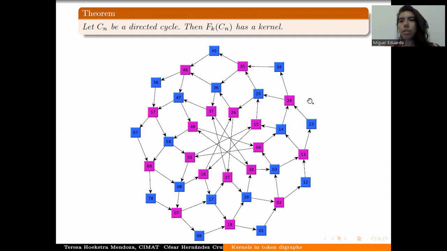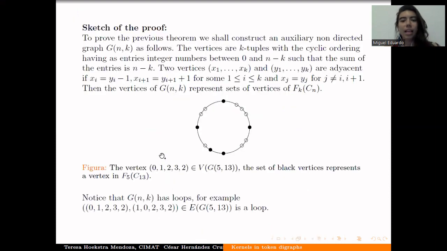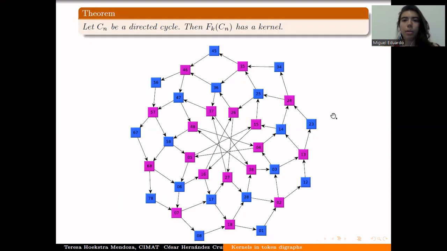And what are the blue vertices? If we enumerate the vertices of our cycle with the numbers from 1 to 7, then the vertices whose difference is 1 or 3 form a set which is a kernel. So for example, we have the vertices 1, 2, 2, 3, 3, 4, 4, 5, 5, 6, 6, 7, 7, 8. Sorry, this was on 9 vertices, not on 7. And I started numbering them from 0 to 8 instead of 1 to 9, but it's basically the same.